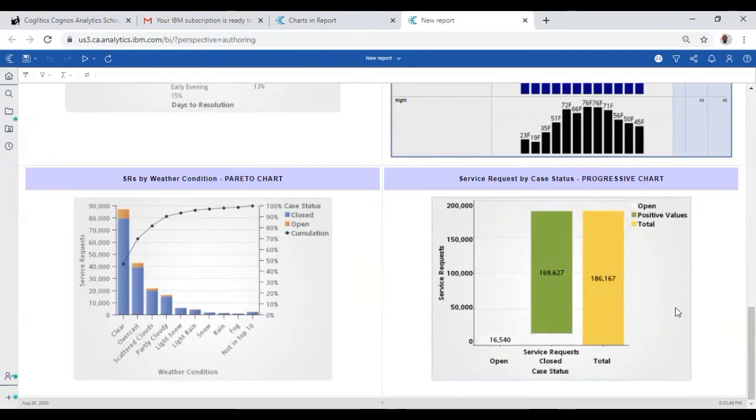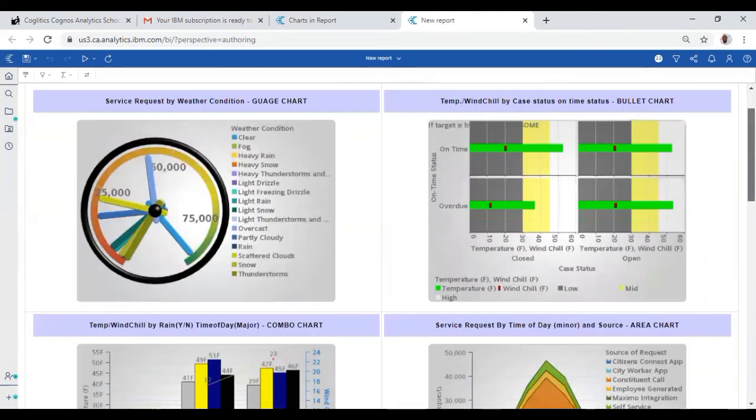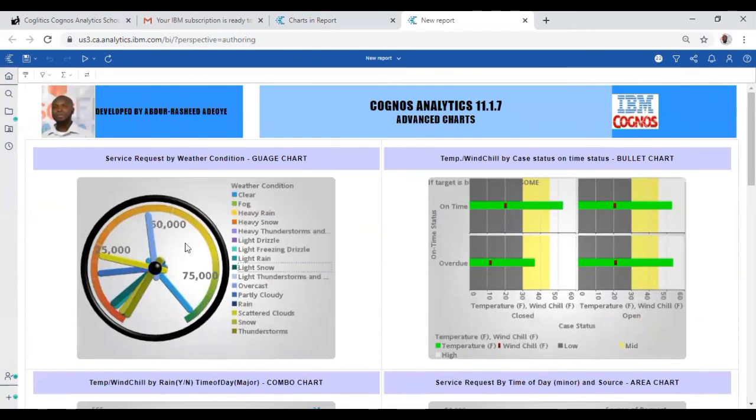And this is a progressive chart that is showing the service request by case status, open and closed. You can see that we have most of the service requests with closed status that are already closed. It is taking the larger share than the ones that are open. This is a very, very exciting feature, the different charts that we can create using IBM Cognos Analytics 11.1.7. As I've said earlier, I'm a Cognos developer and a data analyst.